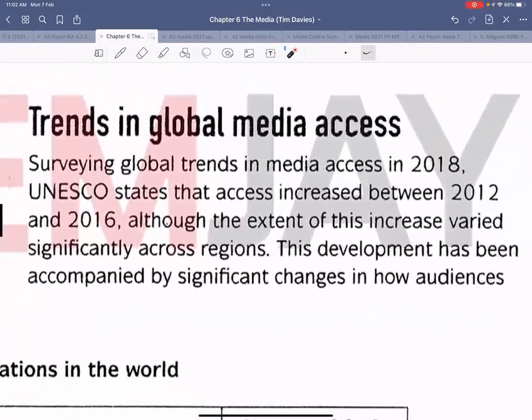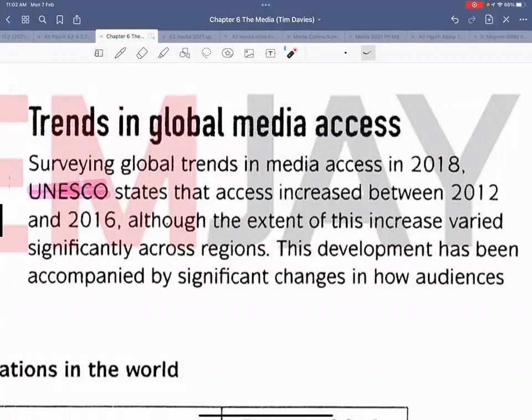Surveying global trends in media access in 2018, UNESCO states that access increased between 2012 and 2016. Although the extent of this increase varied significantly across regions, that we know as well, right? There are regions jahan pe access zyada speed se bada, and then there are regions jahan pe jitni speed se hum expect kar rahe the, utni speed se nahi bada, jitni speed se baaki jagahon pe bada hai.